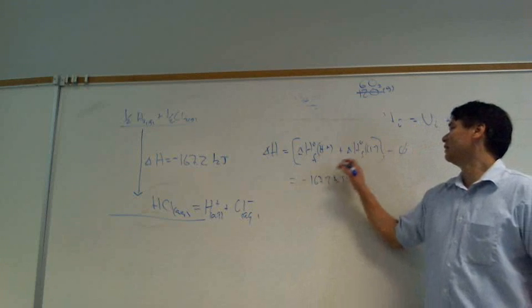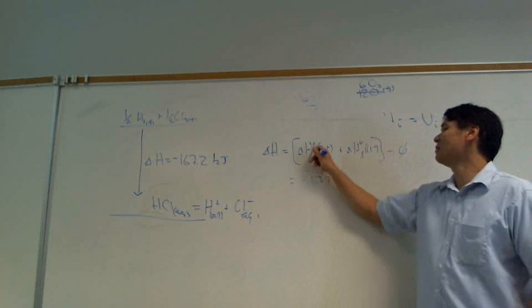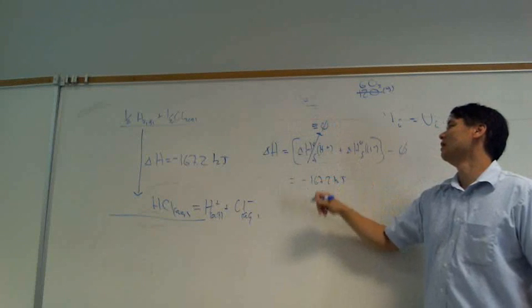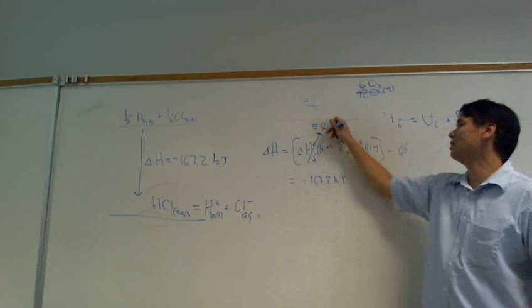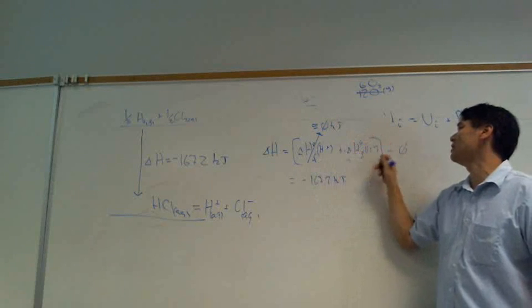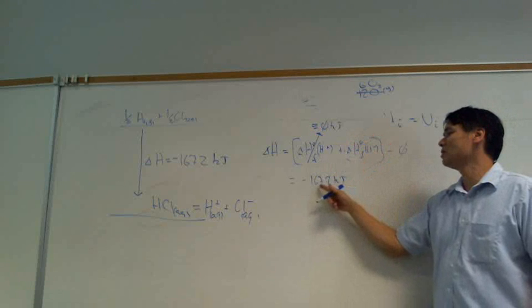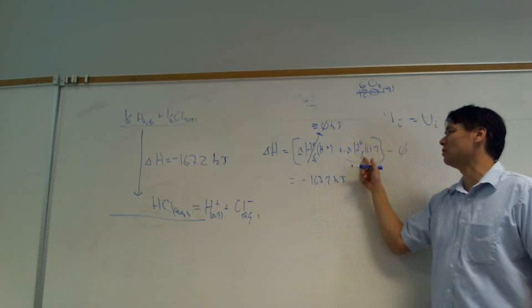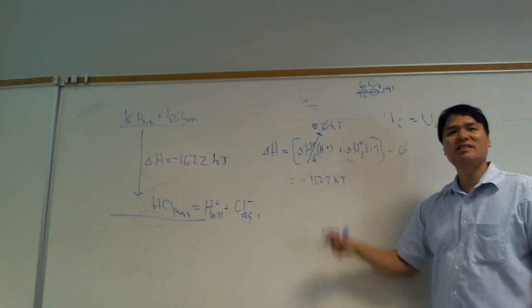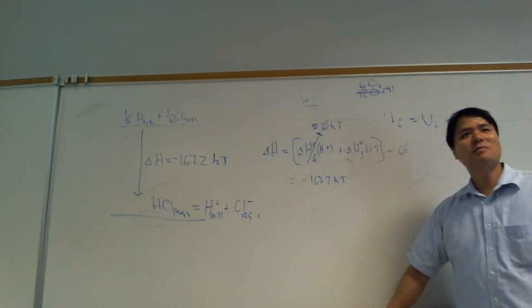Sometimes we'll just say, oh, you know what, I'm just going to arbitrarily define one of these as 0. And that's exactly what they did. They arbitrarily defined H plus as 0 and said that the delta H of formation is going to be minus 167.2 kilojoules for chloride and 0 kilojoules for H plus. And then you ask, is that accurate? That's going to be worse than a calculation, isn't it?